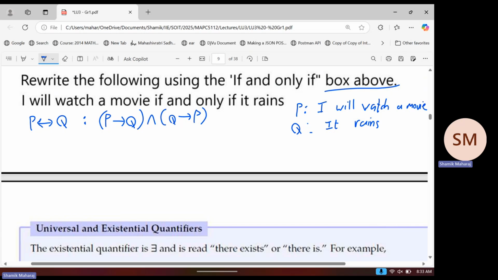P is I will watch a movie. So if I watch a movie, then it rains, and if it rains, then I will watch a movie. Okay, so that's a weird way to say a very simple thing, but it's just showing us that we can say that, and technically it means the same thing.